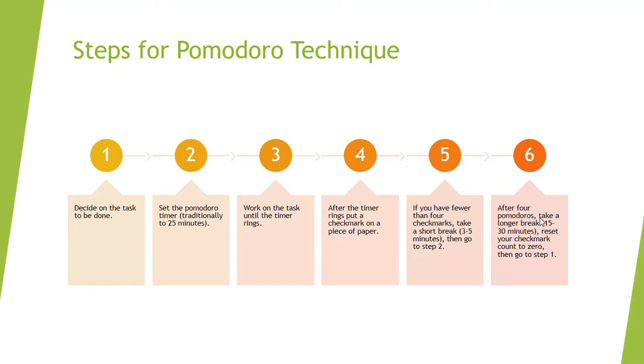The fifth step: if you have fewer than 4 check marks, take a short break of 3 to 5 minutes, and then go back to step 2, where you again set it to 25 minutes. The final step is completing 4 Pomodoros, that is at least four 25-minute tasks. Afterwards you can take a longer break of about 15 to 30 minutes, and reset your check mark count to 0. In these 15 to 30 minutes, you can do whatever you want: eat, sleep, relax.